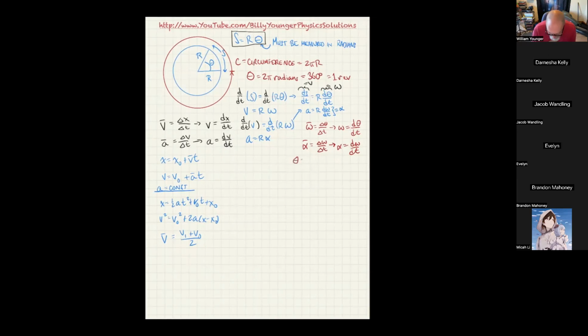So this one is going to become theta is equal to theta zero plus omega bar t. And then this other one is going to become omega is equal to omega zero plus alpha bar t. And if we go on the assumption that alpha equals a constant, then we can get theta equals 1/2 alpha t squared plus omega zero t plus theta zero, and we can get omega squared is equal to omega zero squared plus 2 alpha (theta minus theta zero). And we can also get omega bar is equal to (omega 1 plus omega 2) over 2.